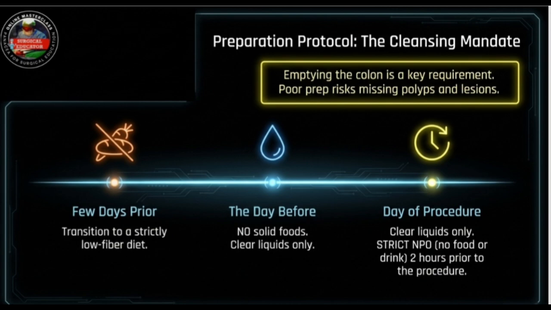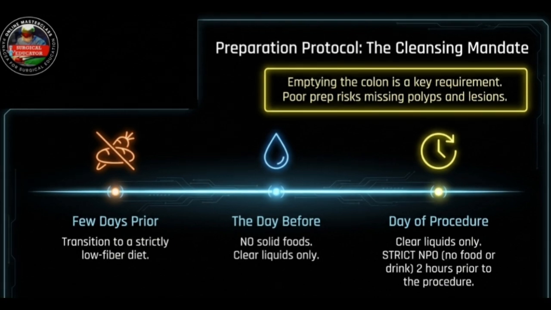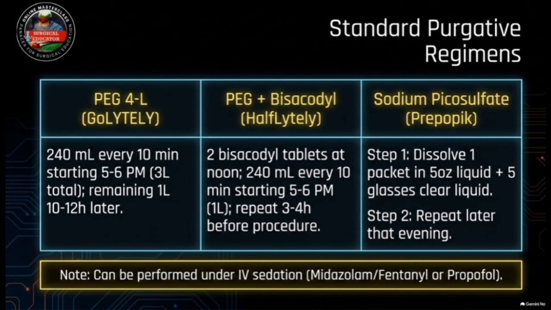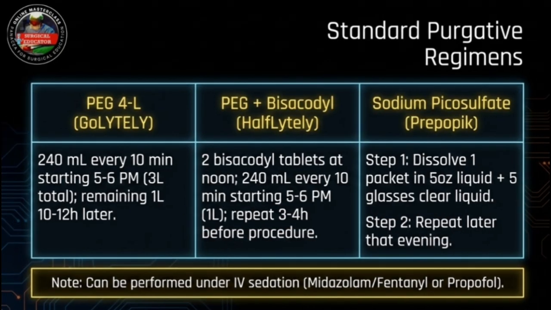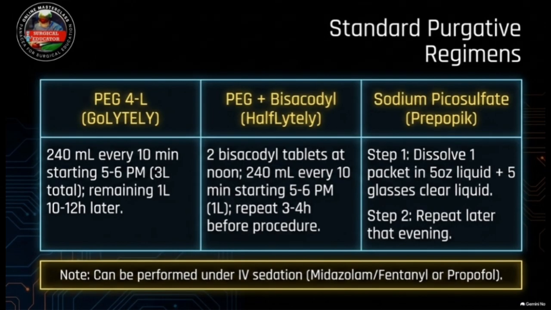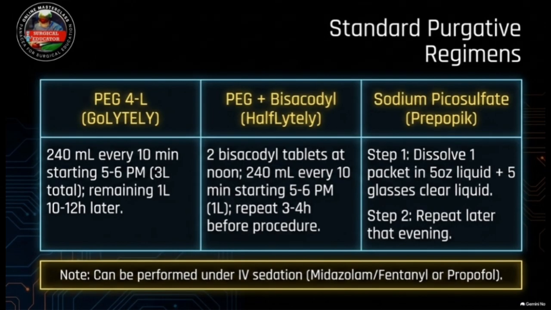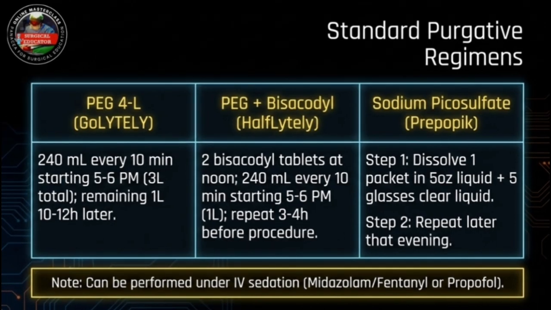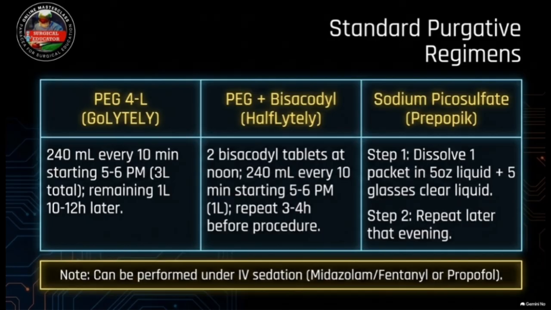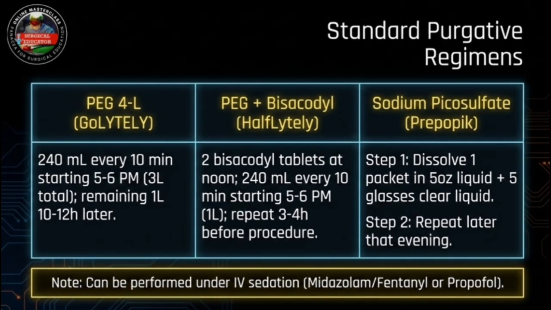Slide 5 outlines the standard purgative regimens. It lists high-volume polyethylene glycol, or PEG, like GoLytely. Then we have a combination of PEG plus bisacodyl, like HalfLytely, and finally sodium picosulfate. I know these clear the bowel, but chemically, what exactly are we doing to the patient's gastrointestinal tract here? Basically, we are manipulating the body's natural osmotic and peristaltic functions.